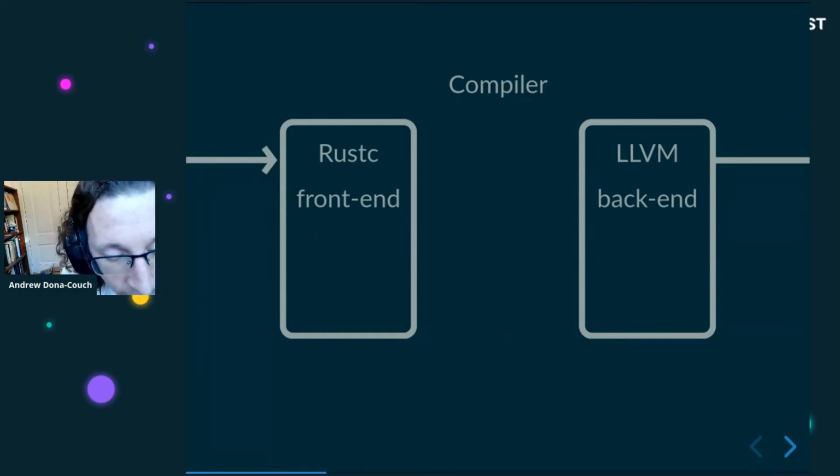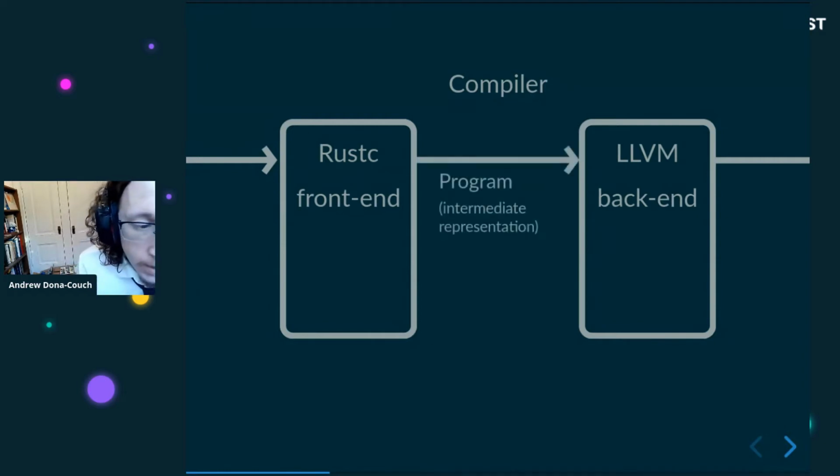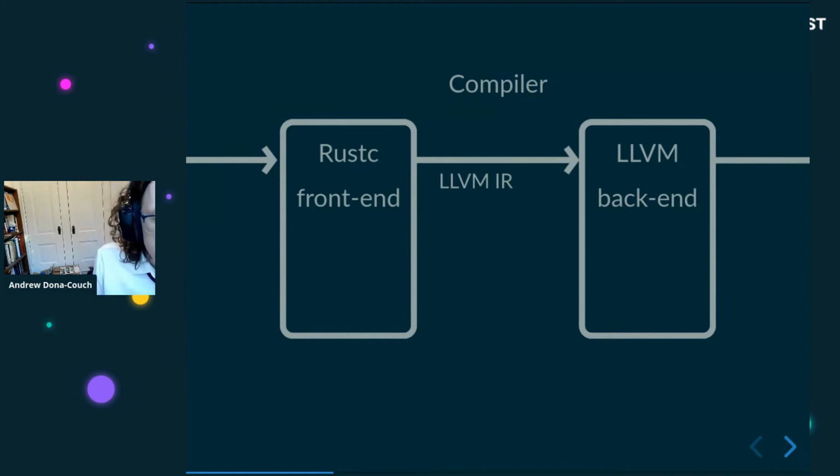Well, it's another representation of a program, and because it is intermediate between the source and machine code, the LLVM authors have decided to call it intermediate representation. It's frequently abbreviated IR, so we'll see frequently the term LLVM IR, and that's this common currency between the rustc front end, or the front end for any compiler that might be using LLVM, and the LLVM backend.